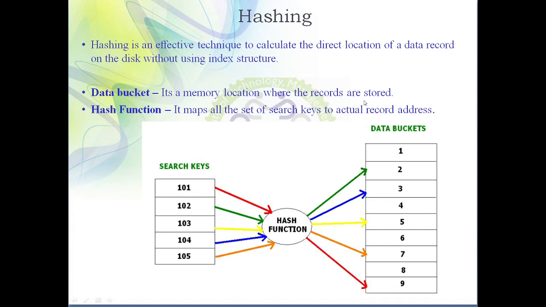Generally, in one bucket you are going to store one data block. One data block is stored in one bucket, and one data block may consist of n number of records. Maybe the capacity of one block is storing 10 records. So in one bucket we are storing one block, and in one block we are going to store 10 records.